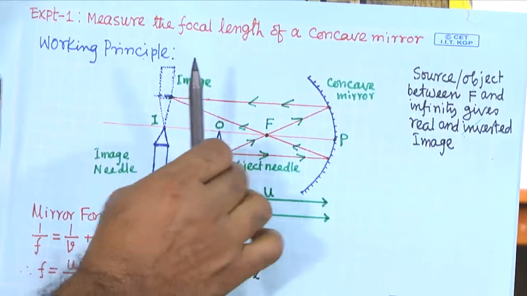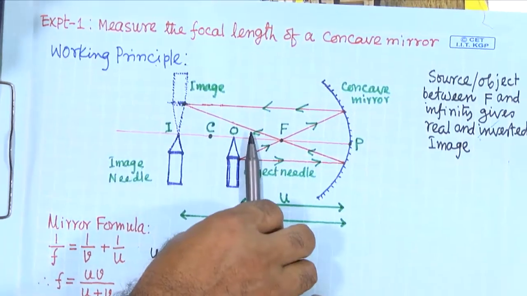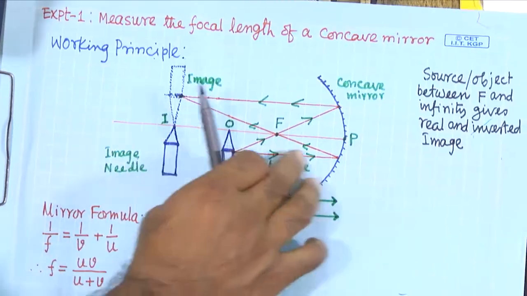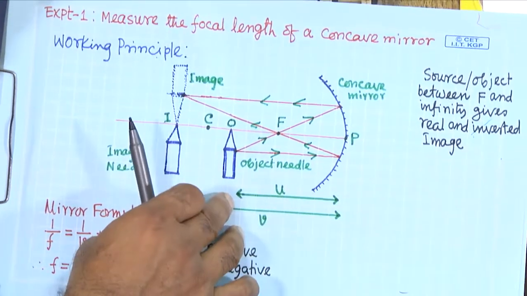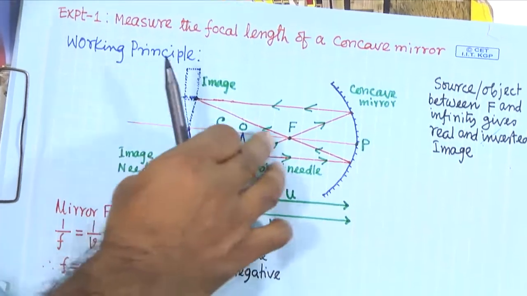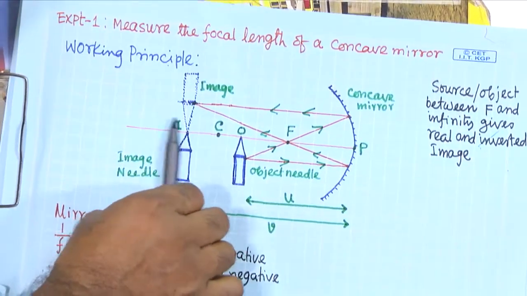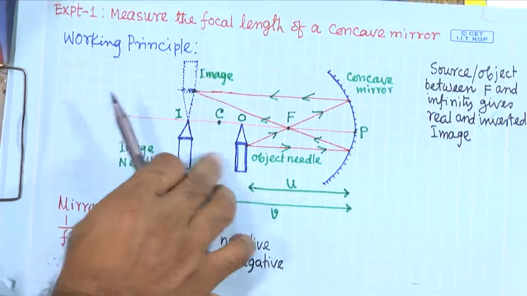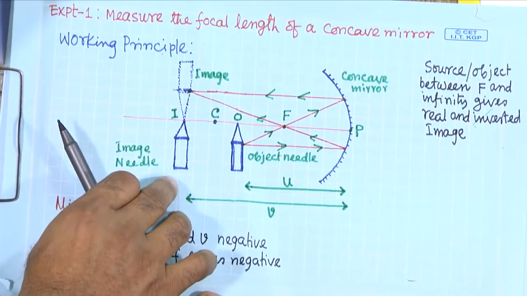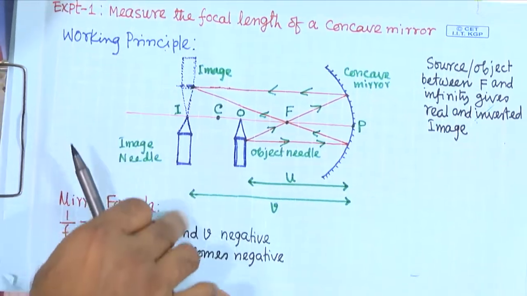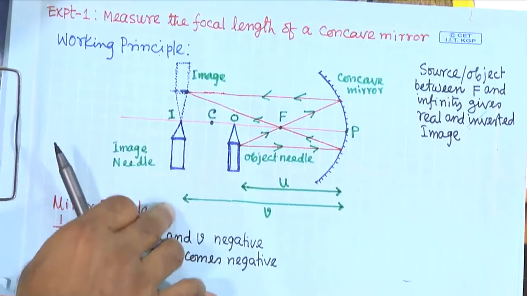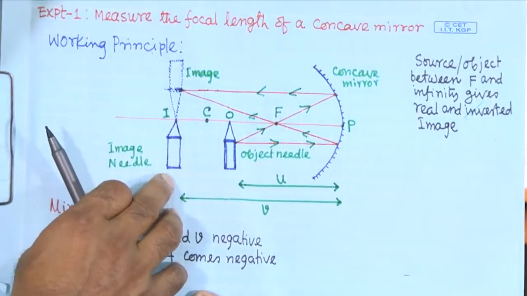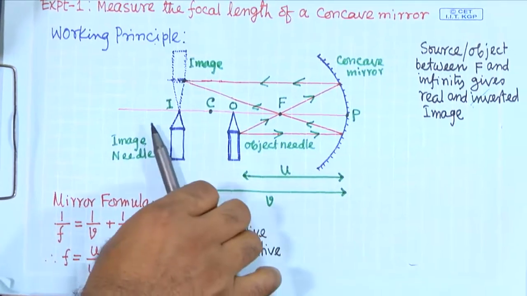So, keep the object needle at this point. Okay, at this point. Okay. Now, that is the distance reading you can take from the optical bench, and then you have to find out the image position using the image needle. Okay. So, you will then get the reading of the image needle from the optical bench. So, you know the reading.